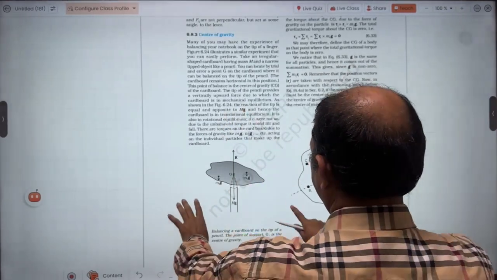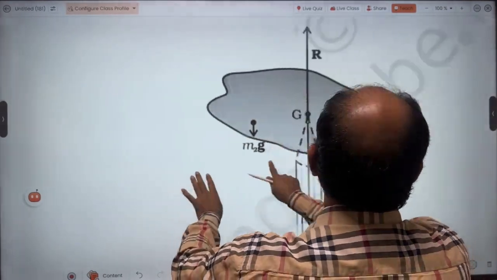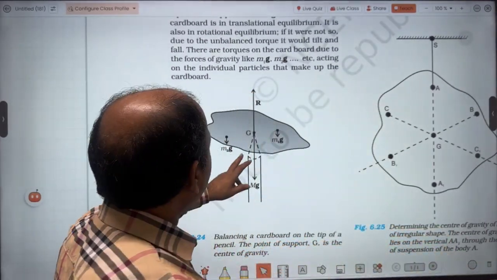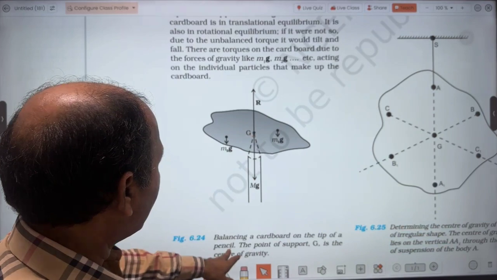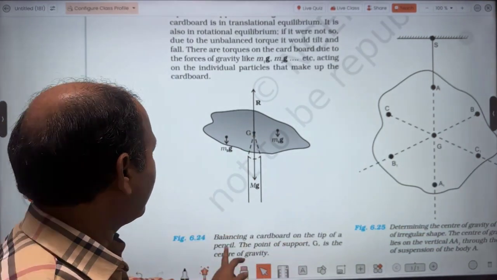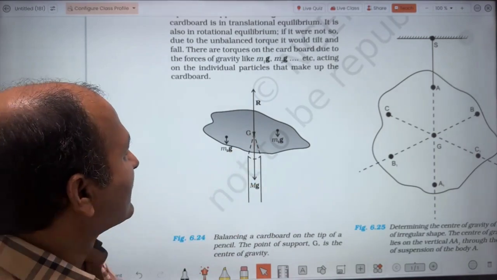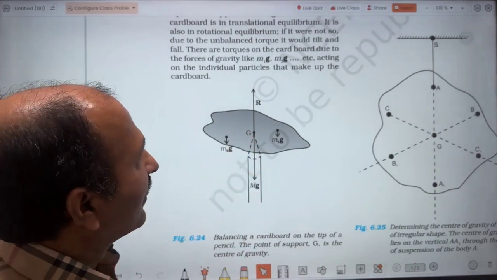Here some examples are given. Like in this case, a body is given, so this is the balancing point. Balancing a cardboard on the tip of a pencil, the point of support G is the center of gravity. So here the center of gravity will lie.